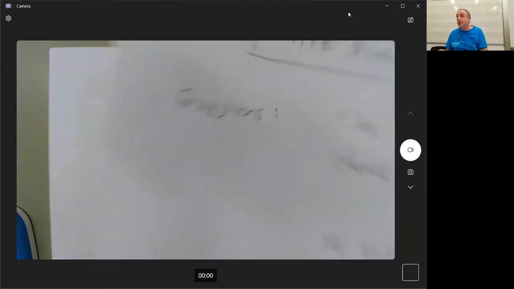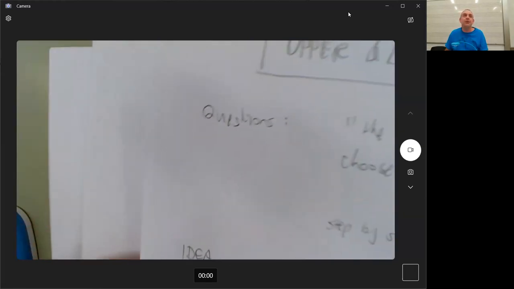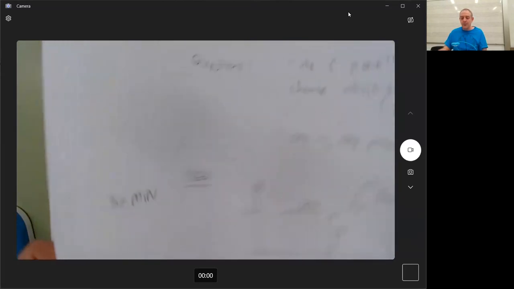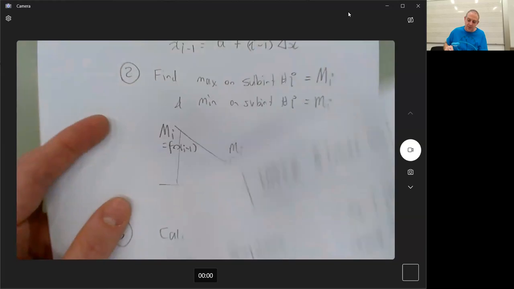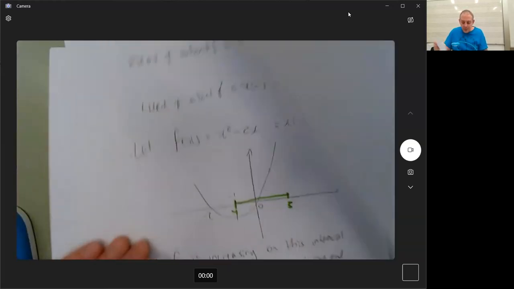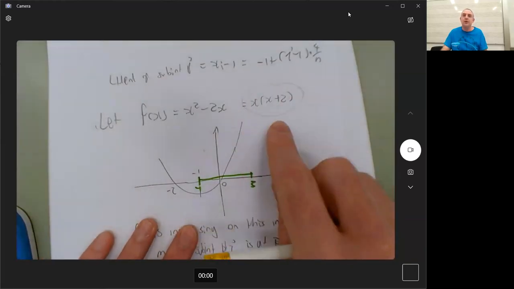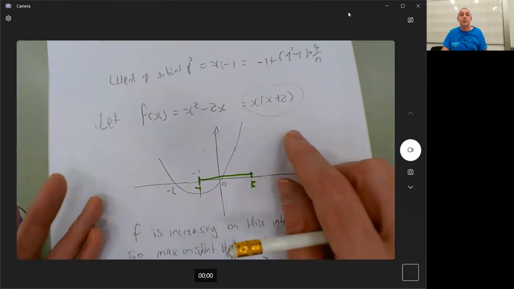That's upper and lower sums. So notice along the way in this that we did a lot of other stuff, right? There were bits here that were literally about what the meaning of the upper and lower sums is, where we figured out the maximums and minimums. But there was a bit here where we had to know what functions looked like and whether they were increasing or decreasing in order to do the problem.